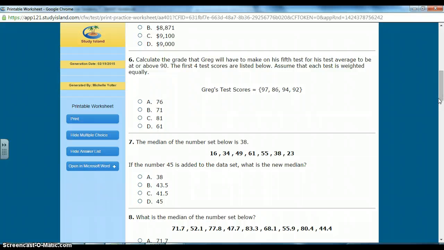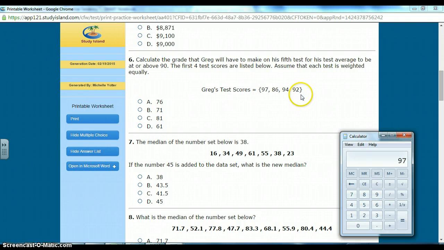6, calculate the grade that Greg will have to make on his 5th test for the average to be at a 90 or above. The first 4 test scores are listed below. Assume that each test is weighted equally. So I would just add up these 3, 97 plus 86 plus 94 plus 92. And then I'd add in that first one, 76. Okay, divide that by 1, 2, 3, 4, 5 numbers.